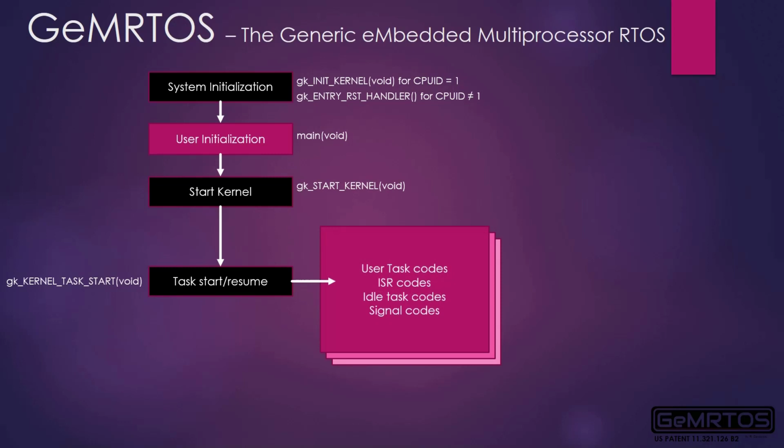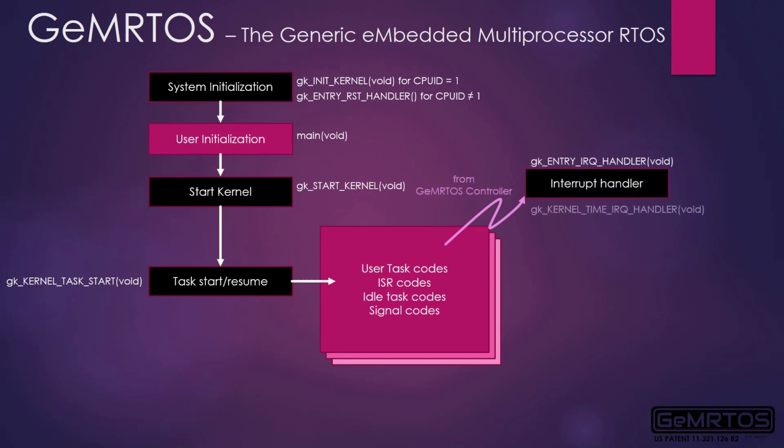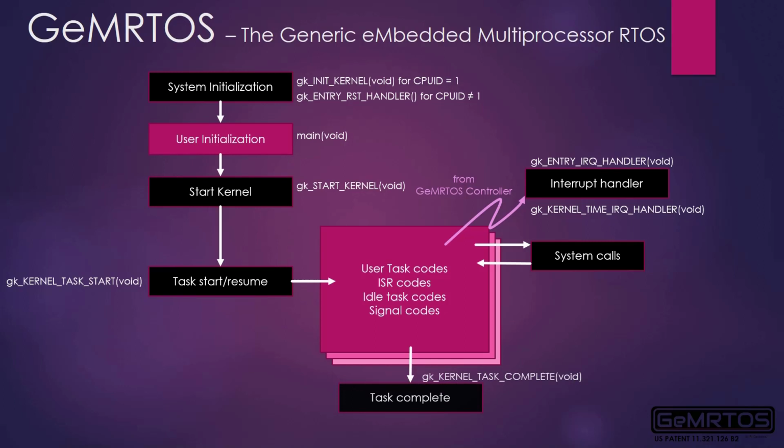When user tasks, interrupt service routines, idle tasks, or signal codes are being executed, 3 main actions may occur. First, an external interrupt produced by either a timed or an external event. The interrupt handler routine determines the event type by reading the GeMRTOS controller register. Second, the code invokes a system call. System calls are executed in the critical section and have the potential to change the system's status. Or, third, the task finishes its execution, and then the processor becomes available to execute another task.